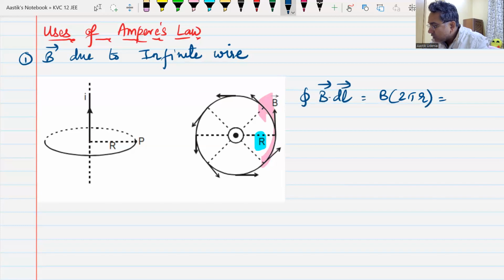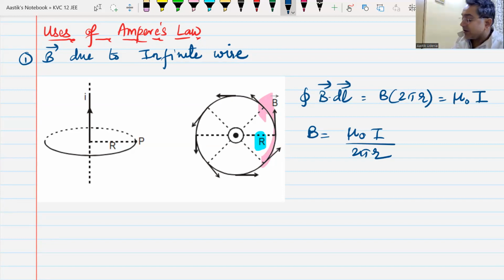And that becomes equal to mu naught into current enclosed, which is I. So you can find out the magnetic field due to a straight long infinite wire will be mu naught I by 2 pi r using the concept of Ampere's circuital law.